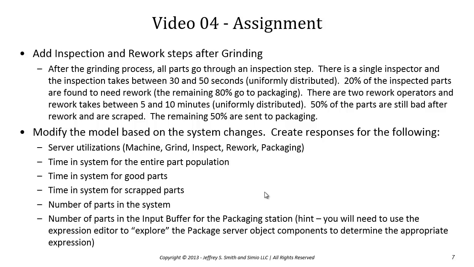So the assignment is to modify the model based on the system changes above and create responses. The responses that I want you to create are the utilizations, similar to what we had before, including the new inspect and rework, the time in system for the entire population, and I also want time in system differentiated between good parts and scrapped parts. So there are 3 different measures of time in system, and these should all 3 be different values. One time in system for the population, and one just for those parts that are good, and another one just for those parts that are bad.